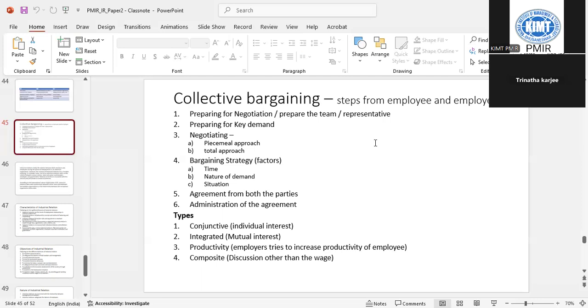That is integrated bargaining. Productive bargaining is where the organization, the company, is resolving the issues based on their productivity. Everything is measured through productivity. Composite bargaining means you are solving multiple issues. Along with the main issues, you are solving another one or two issues. You are combining one issue with others. That is known as composite bargaining.